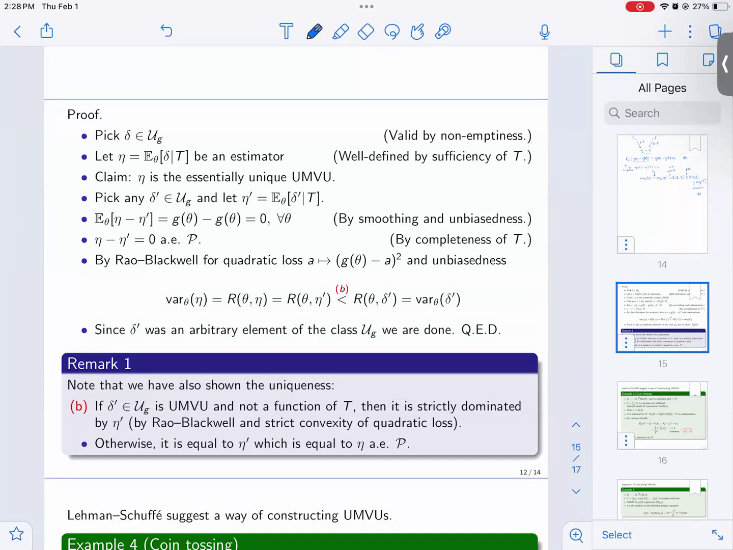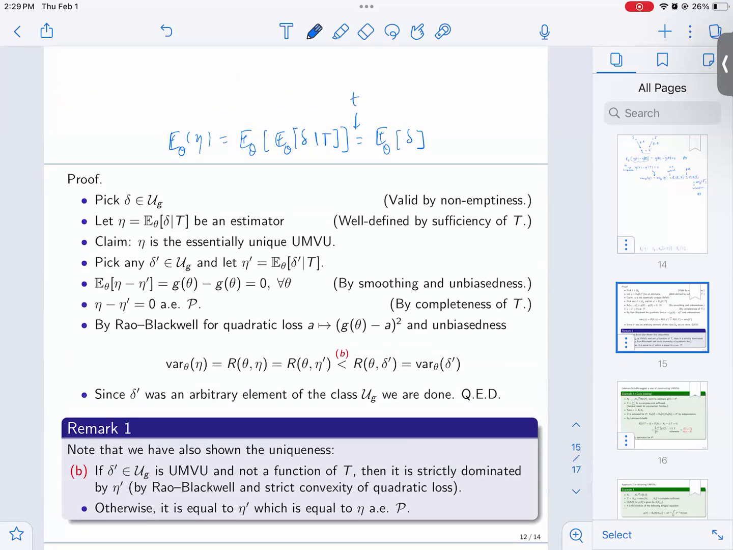How do you know eta is unbiased? So eta is created like that. Yeah, the power property. If you take the expectation of both sides, the expectation of eta is the same as the expectation of delta. Delta is unbiased, so the expectation of eta is equal to the expectation of delta given t, which is the expectation of delta. This is the power property, or smoothing property. And this is g of theta.